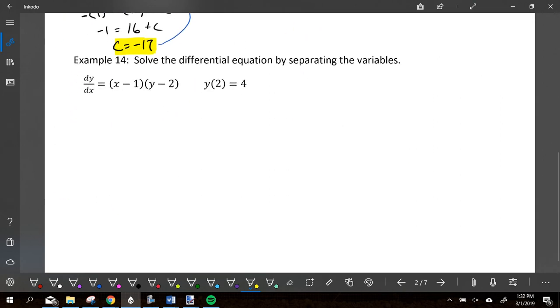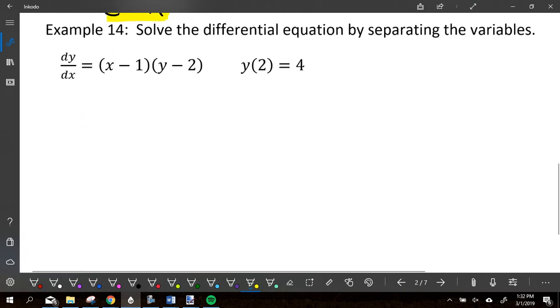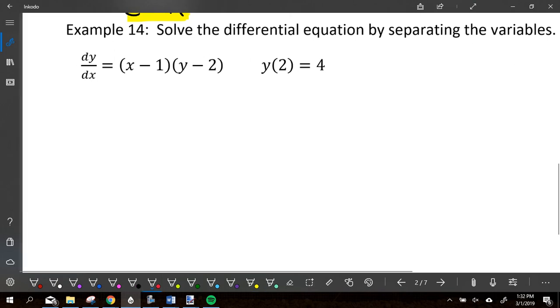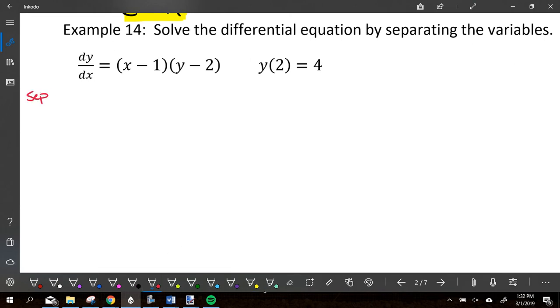Let's do it again. Number 14. dy dx equals that thing. What are we going to do first? Separate them. That means I want all the y's on one side. So to get the y minus 2 over, what do I need to do? dy over y minus 2 is equal to x minus 1 dx.